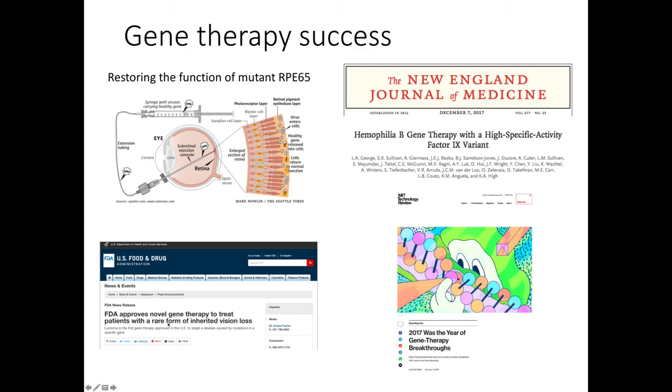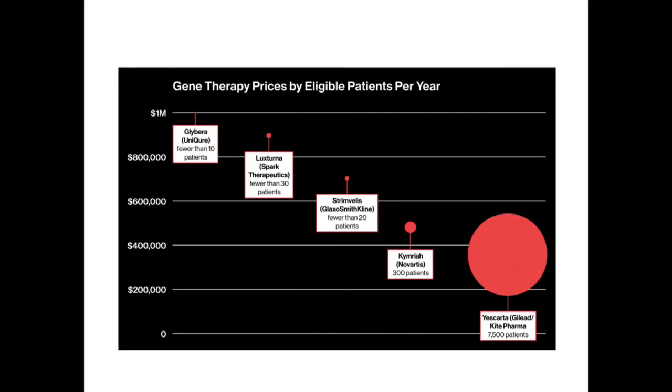A few years ago, FDA approved a novel form of gene therapy to treat patients with this rare form of inherited vision loss. So this has been approved by the FDA. There have been cases where hemophilia has been cured with gene therapy, and a couple years ago in 2017, it was declared the year of gene therapy breakthroughs. So there's a significant amount of movement back in the field of gene therapy, even though we had that tragic scenario with Jesse Gelsinger almost 2 decades ago.